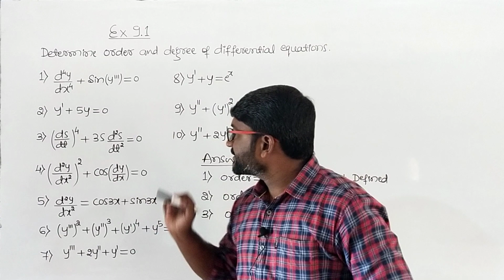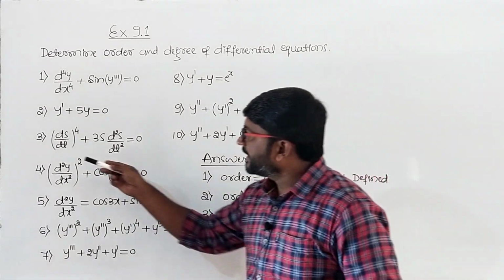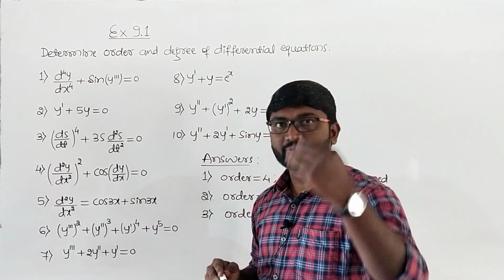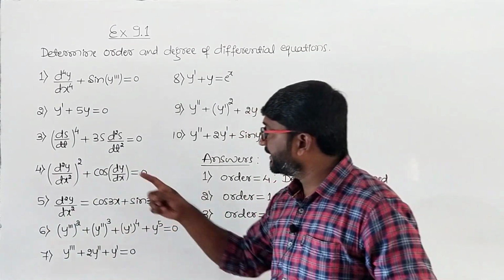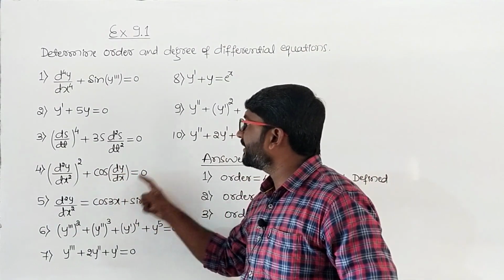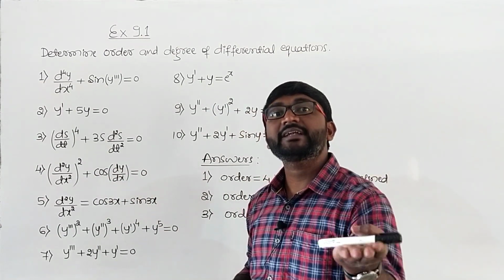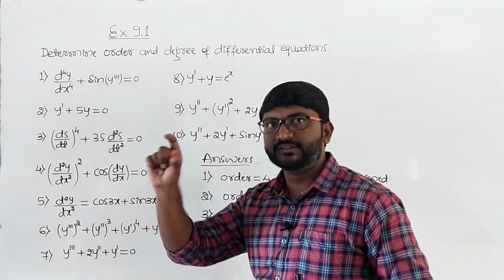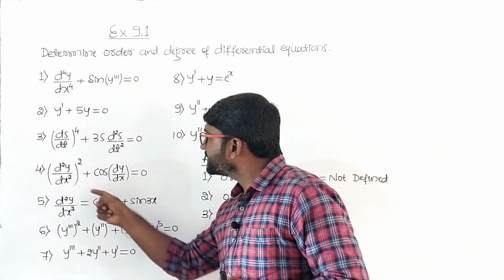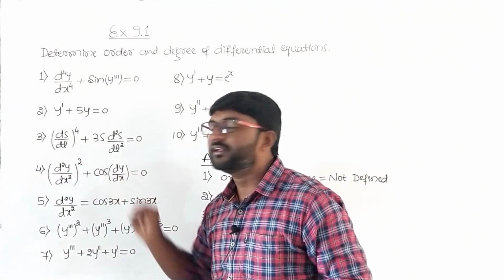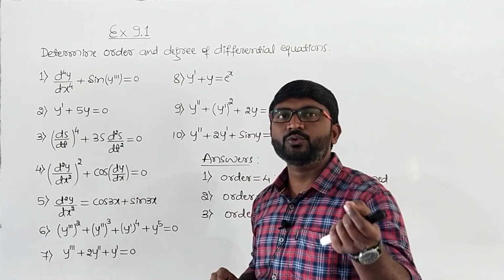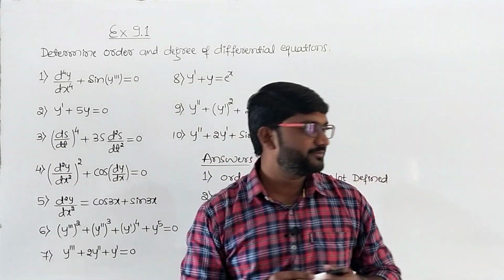Now let us move on to the fourth one: (d^2y/dx^2)^2 plus cos(dy/dx) equals 0. See here we have cos of dy/dx, or sin of dy/dx, or tan of dy/dx. Whenever you have such cases, the degree is not defined. The highest order derivative is 2, hence the order is 2, and the degree is not defined.